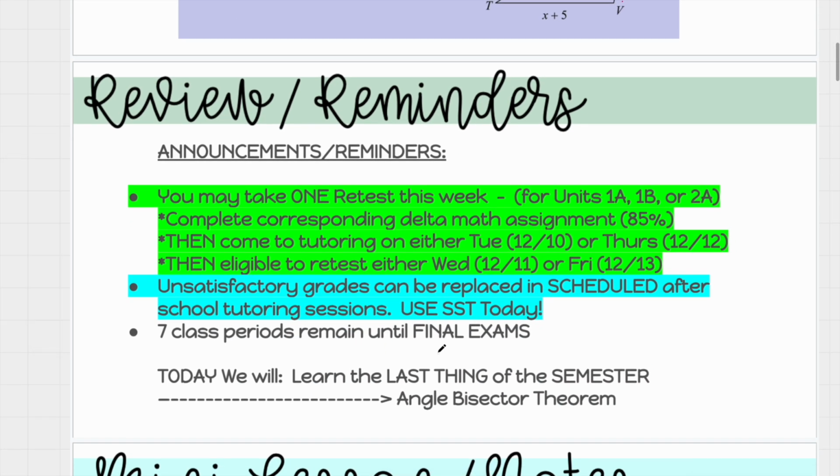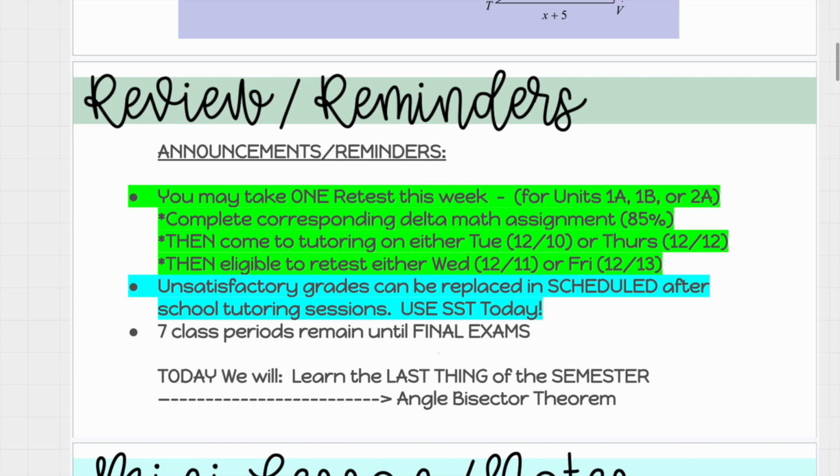Reminder that this week you can retest one test, either Unit 1A, 1B, or 2A. If you're going to do that, you must complete the Delta Math assignment to an 85% or greater. And then after you're done with that assignment, you're coming to tutoring, either Tuesday or Thursday. Now, let's say, for instance, perhaps it's been so long that you've forgotten how to do some of this material and you need some help. Well, come for tutoring on Tuesday, get the help that you need.